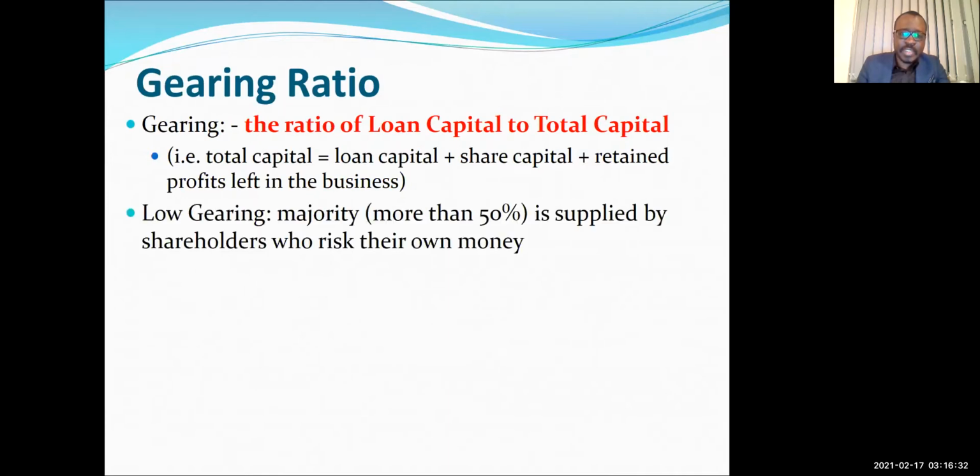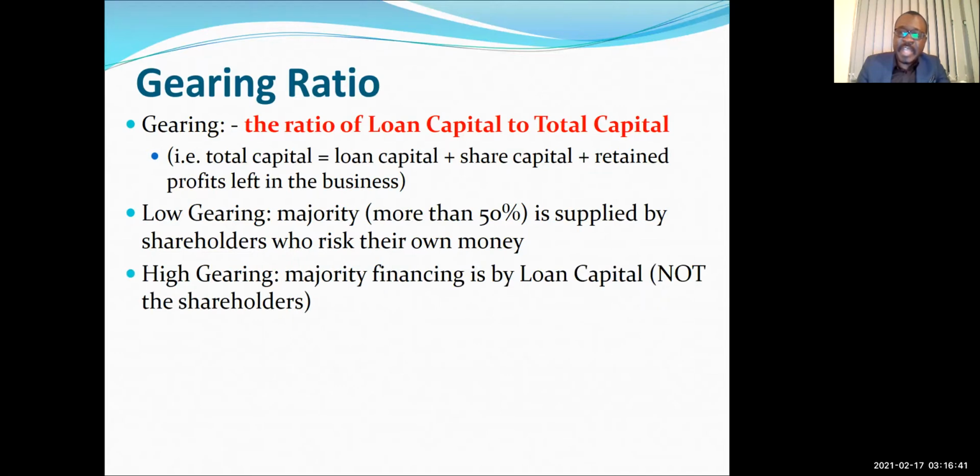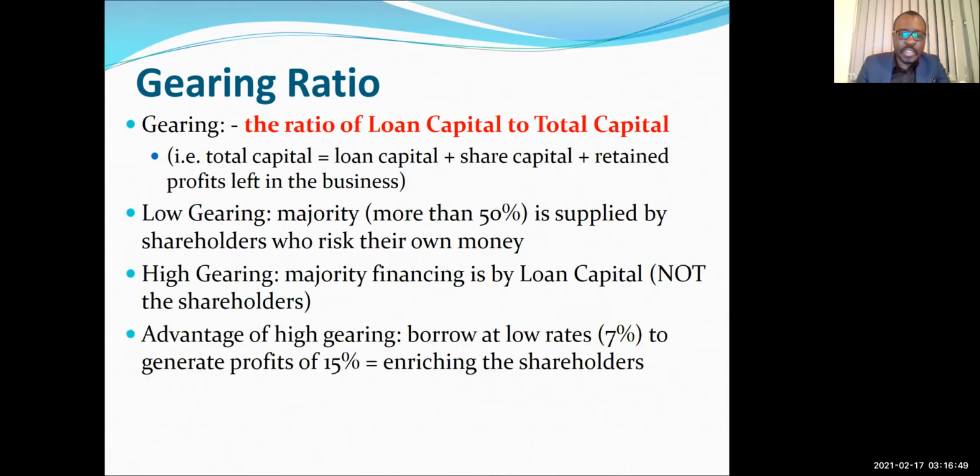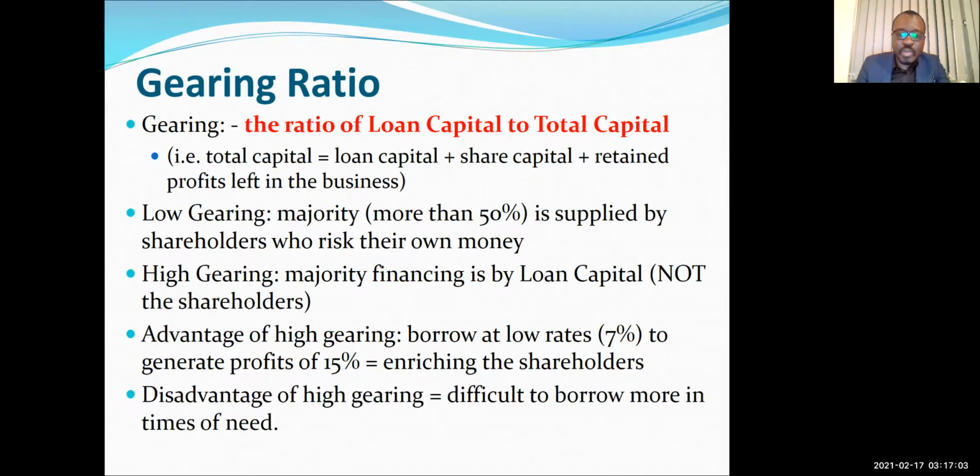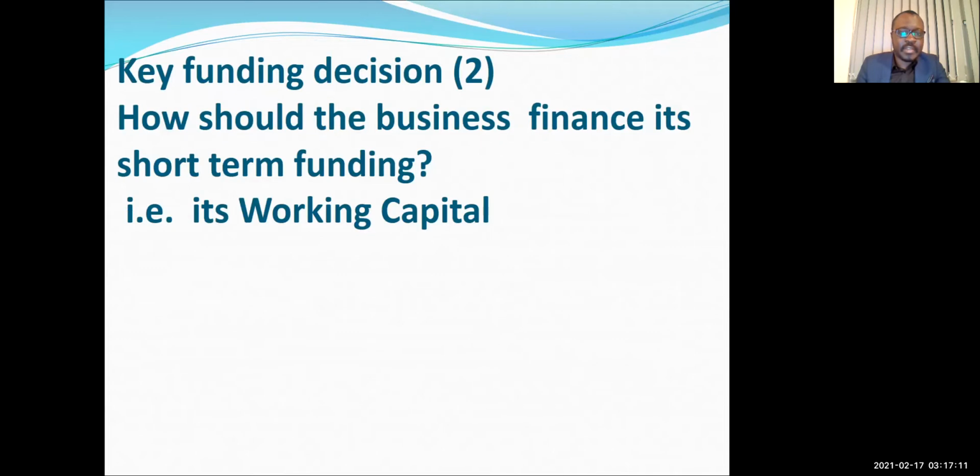Now, there are some implications. If we have a low gearing, it means that the majority, more than 50%, of the funding is supplied by the shareholders. But if we have a high gearing, it tells us that our company is technically owned by external capital providers like the banks who have given us loans. What are the implications if we have high gearing? High gearing means we can borrow at lower rates, 7%, to generate good profits, which will help enrich the shareholders. But the disadvantage of high gearing is that we may not be able to raise more external funds, or acquire more loans when we need them. So both ways, there are complications.